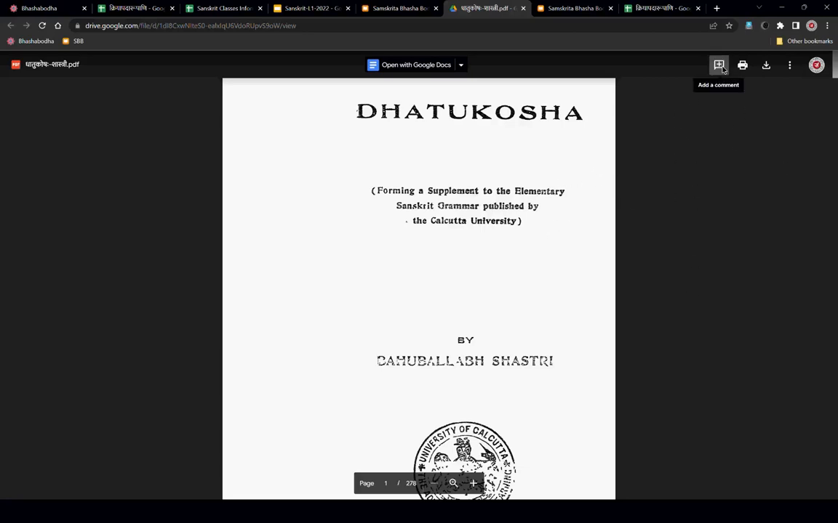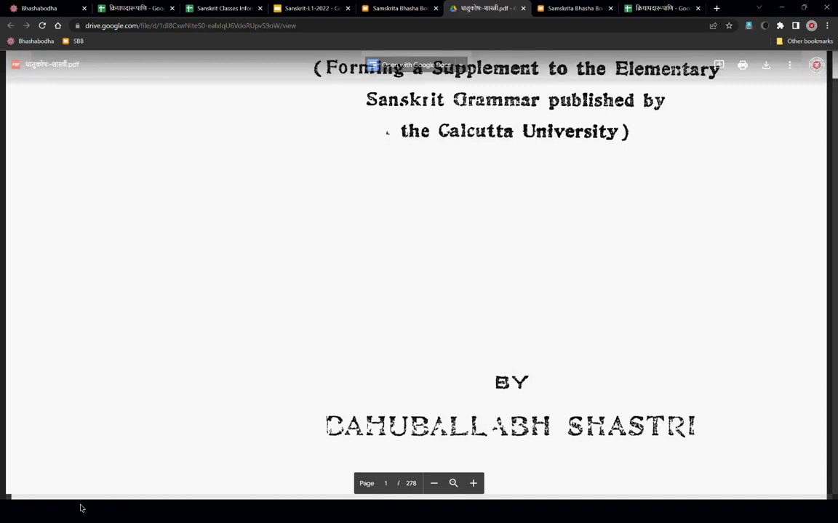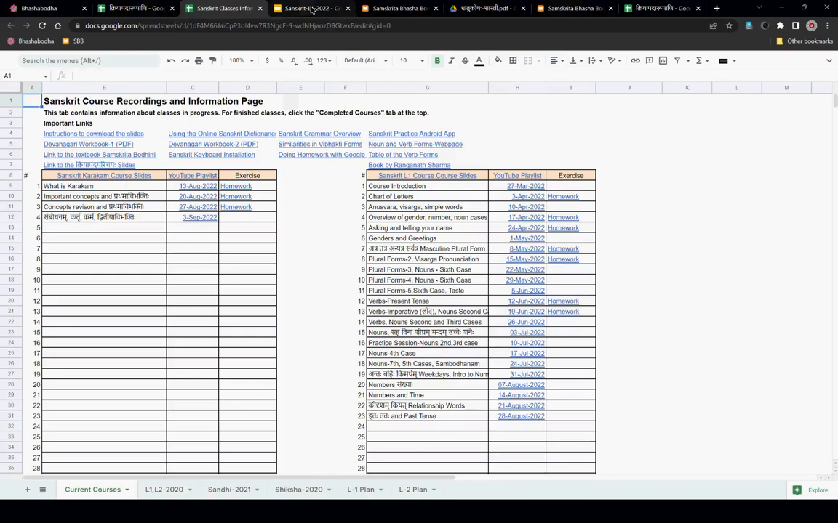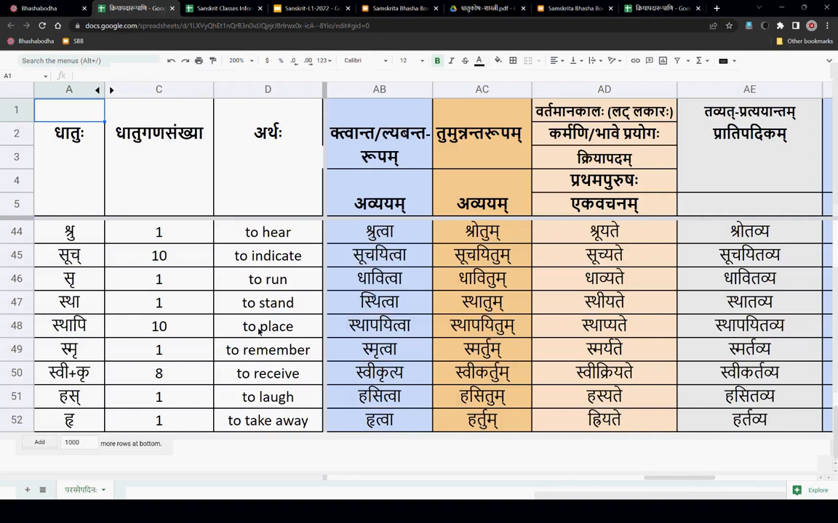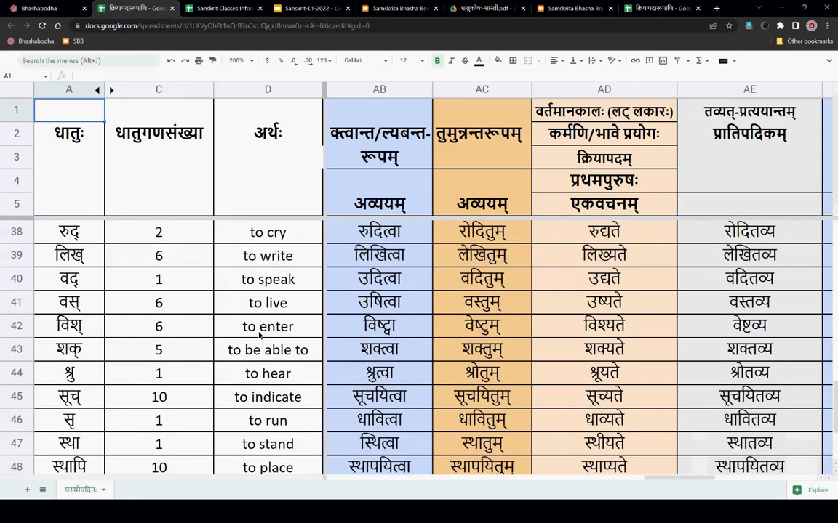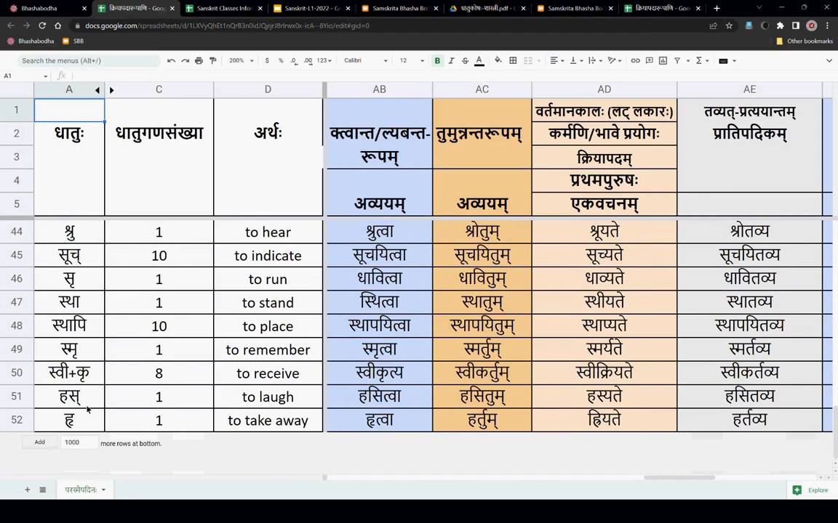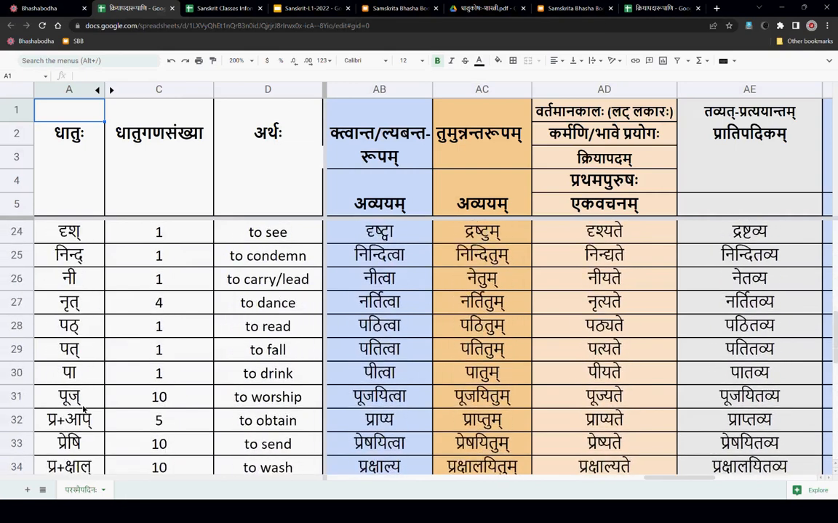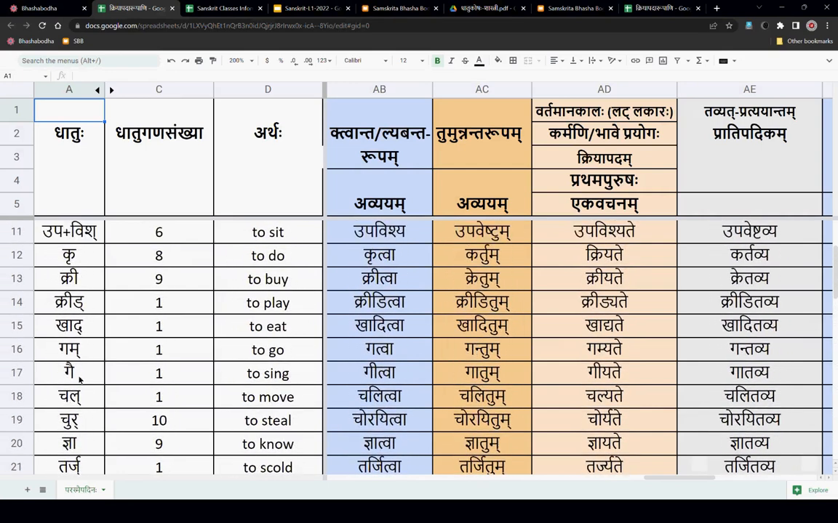How do I zoom this? Okay, so the table I showed you has 50 or so dhatus, which I thought could be generally useful, or we can use it for study practice, the more frequently used ones, at least for study.